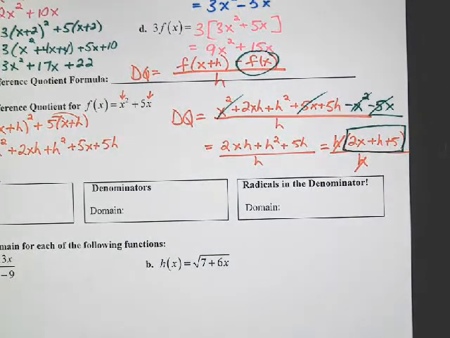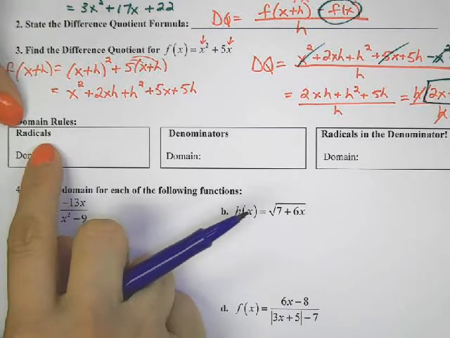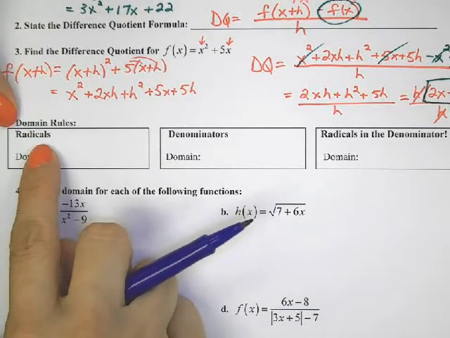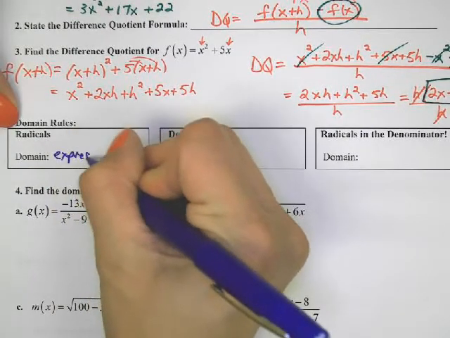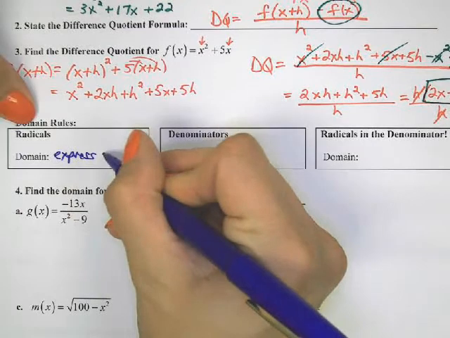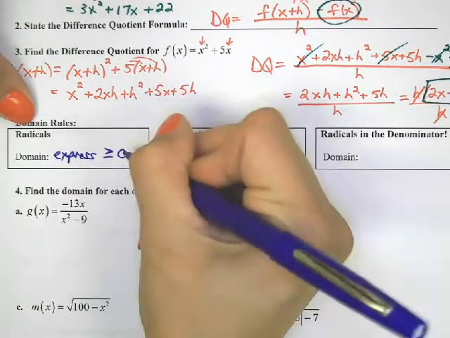It's off the paper. All right, let's review our domain rules. Remember, there are 3 rules. The first rule is for radicals. Radicals do not like negatives. So that means your expression has to be positive, or it could be 0, so greater than or equal to 0.